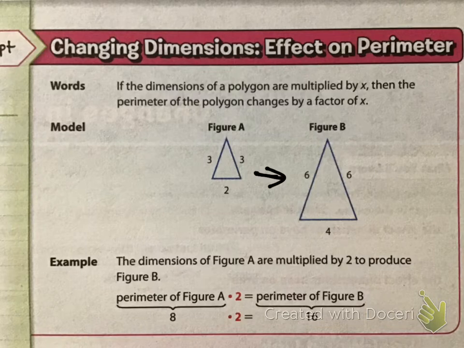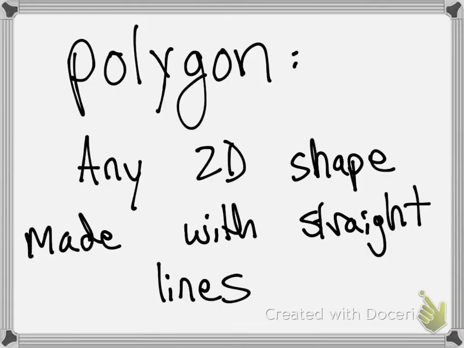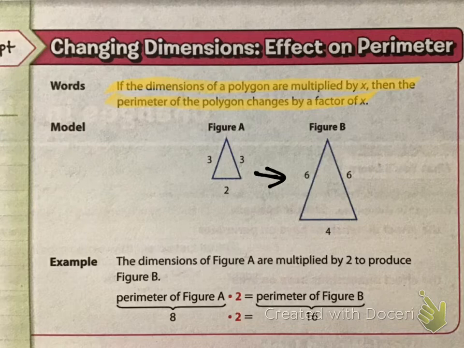This is the important part. If the dimensions of a polygon are multiplied by x, the perimeter of the polygon changes by a factor of x. A polygon, by the way, is any 2D shape made with straight lines. So it is not 3-dimensional, and it is not a circle or with circly parts.